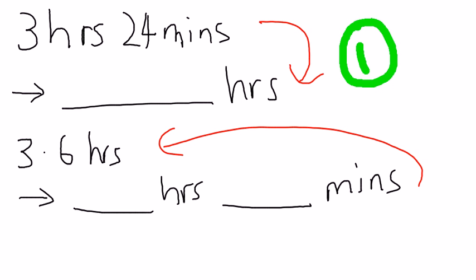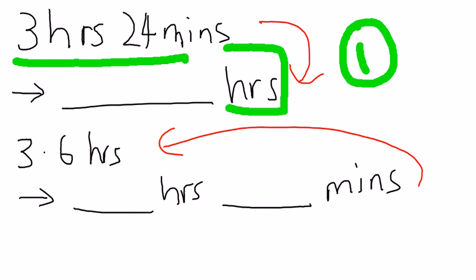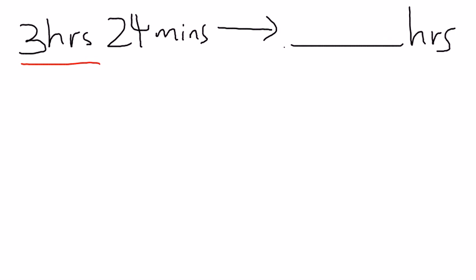The first one is from 3 hours and 24 minutes to just hours. So how do we do it? Let's go to the next page. So I write again, 3 hours and 24 minutes, and I want to change it to just hours. Now, how do we do it? We already have 3 hours here, so definitely the answer will be more than 3 hours. So take the 3 hours and we plug it in first.